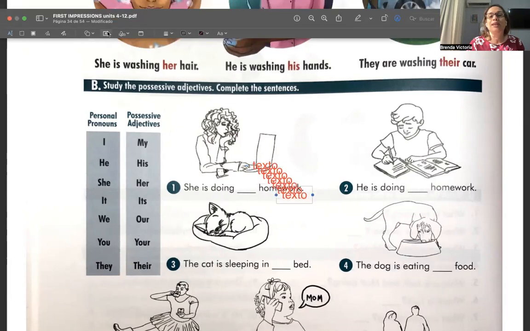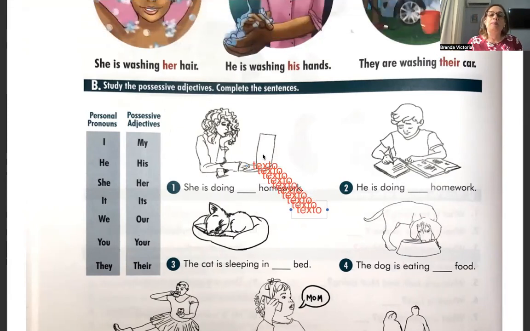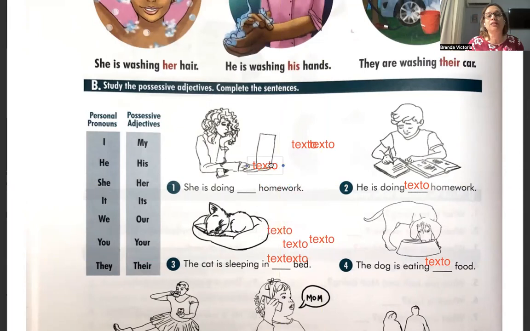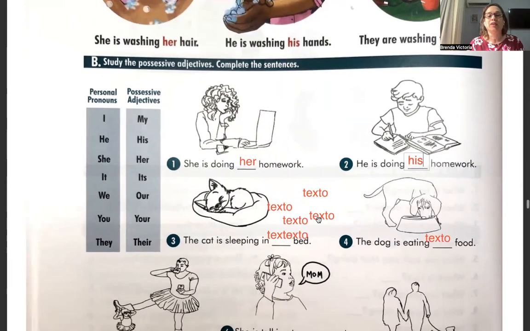Now here we have some pictures and we have to write the possessive for each of the pictures. Okay, so we have number 1, she, right? She's doing homework. If we have she, it means that everything refers to she. And so we take a look here, con she va hair. And so that would be her hair. She's doing her homework. Okay. Now, number 2, he is doing, in this case is he, so it would be his homework.